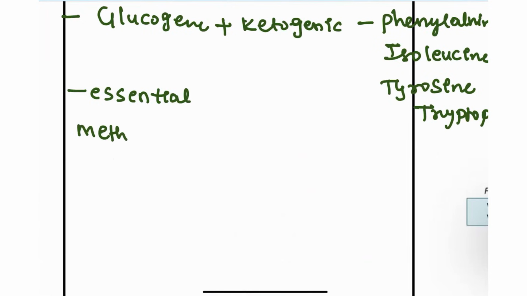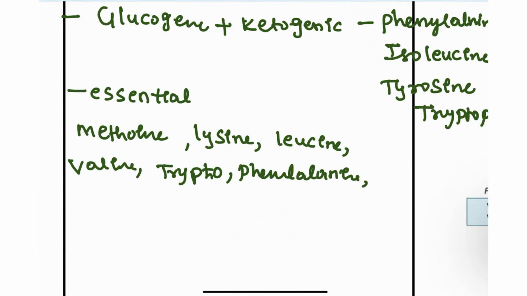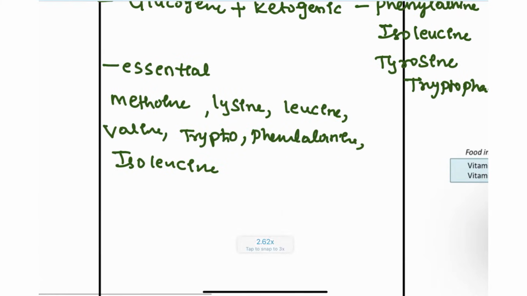Methionine, lysine, leucine, valine, tryptophan again, and phenylalanine, isoleucine. Okay, these are the essential, and all the remaining ones are going to be the non-essential.